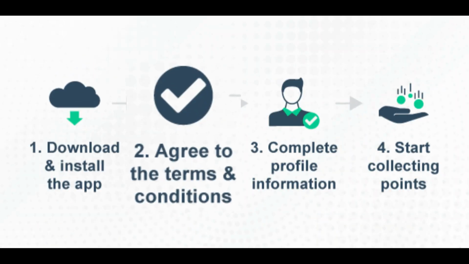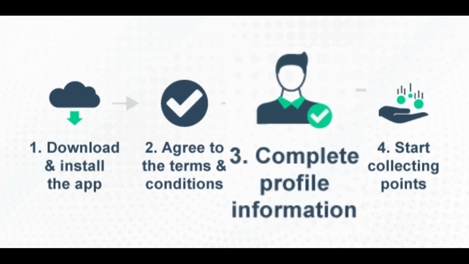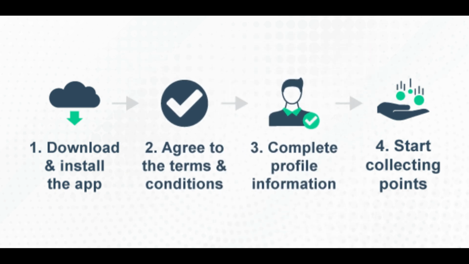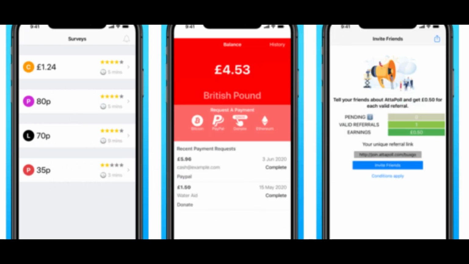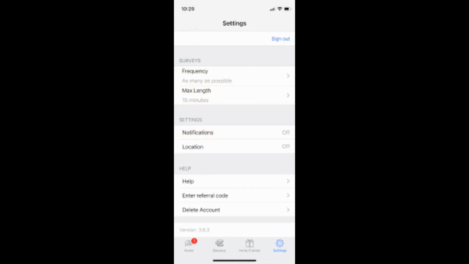Create an account. Once the app is installed, open it and sign up for a new account. You may need to provide some basic information about yourself during the registration process. Complete your profile. To receive relevant surveys, it's essential to complete your profile. This might include details about your age, gender, occupation, interests, and more.